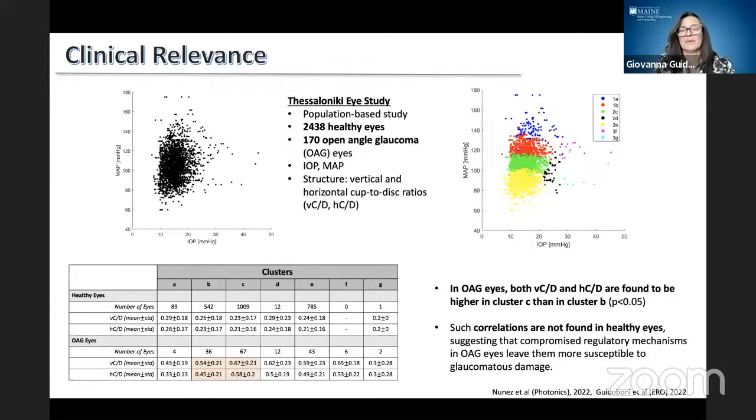This is an example of the results from the Thessaloniki Eye Study. This is a much bigger study, including both healthy eyes and glaucoma eyes. By doing the clustering the way that I explained, we were able to identify groups in which healthy eyes and glaucoma eyes have significantly different hemodynamics despite similar combinations of blood pressure and IOP. And so this guides us on how to look for the differences.